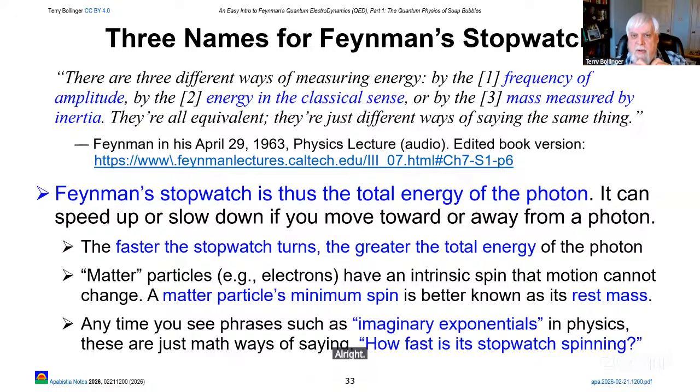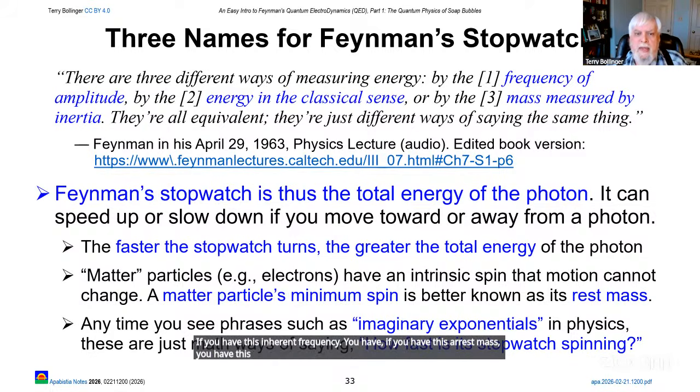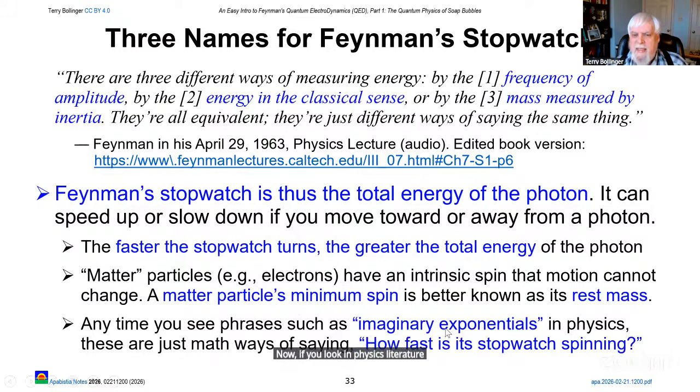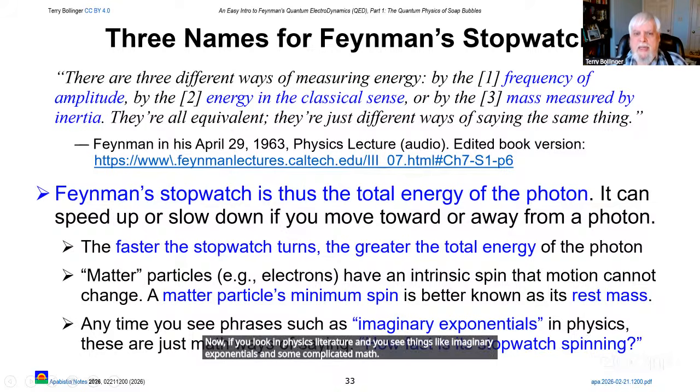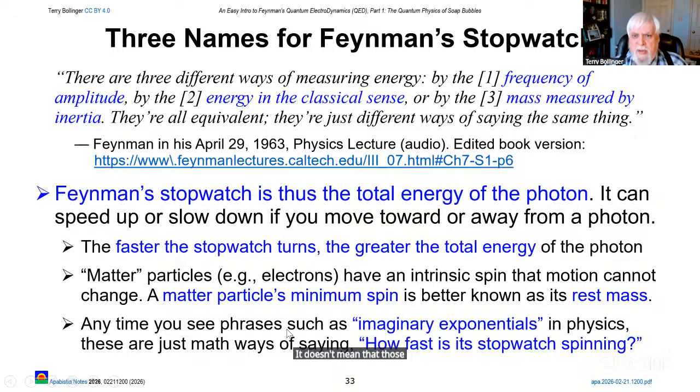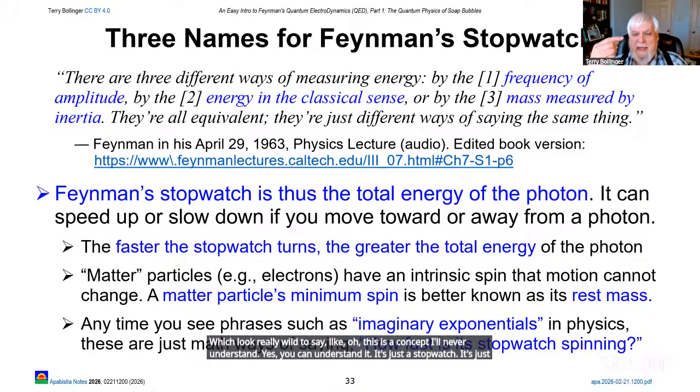If you have this rest mass, you have this inherent frequency, you can't get away with it. Now, if you look in physics literature and you see things like imaginary exponentials and some complicated math, it doesn't mean that those are not trivial. There's a lot of interesting things that goes on with that. But as it turns out, imaginary exponentials, which look really wild and say like, oh, this is a concept I'll never understand. Yes, you can understand it. It's just a stopwatch. It's a way of expressing the stopwatch.